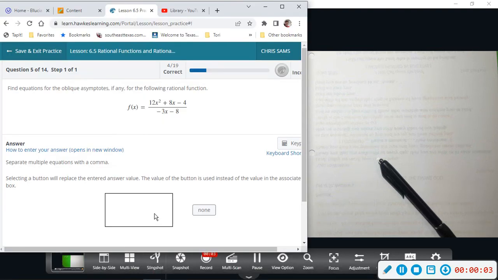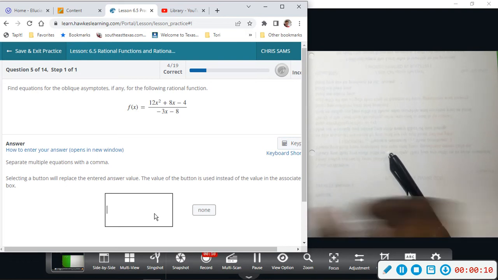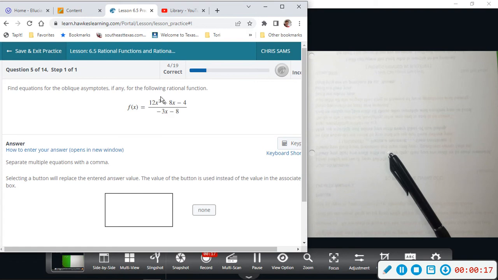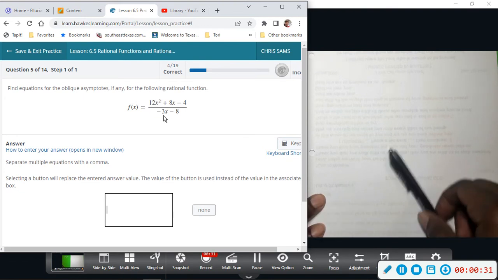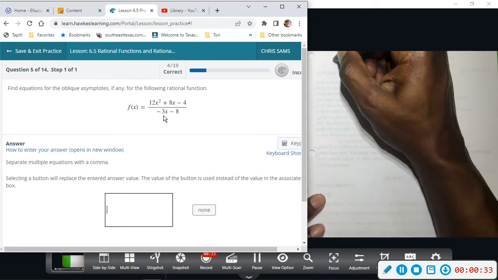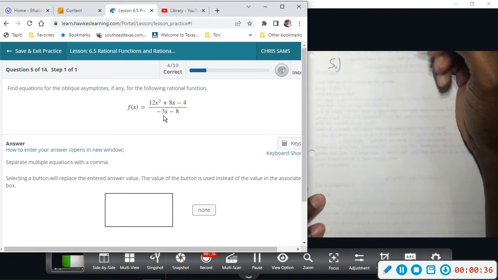Alright, number 5, we want to find the equation for the oblique asymptote. Remember, you only have an oblique when the degree of the top is exactly 1 higher than the one on the bottom. So we have a square, which is a 2, and then we have a 1 on the bottom. Whenever that happens, the top is greater than the bottom. You don't have a horizontal, but you do pick up the oblique. And the way you find the oblique is you just do long division and you ignore the remainder.